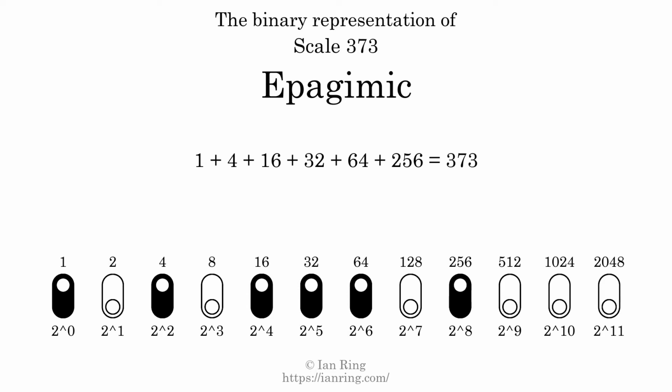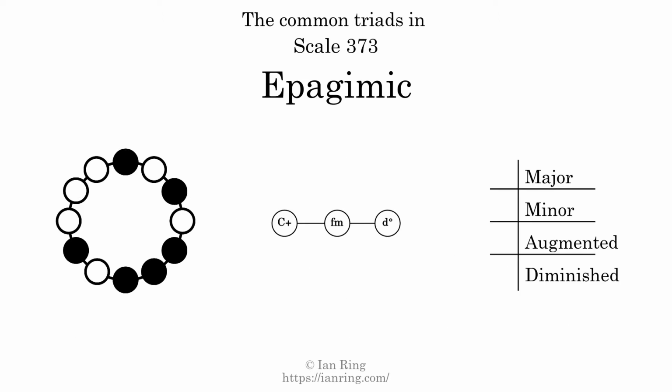The scale number not only enumerates the scale with a unique index, but it also literally describes the tonal content of the scale. Represented as a binary number in base 2, the scale number is 0001011010101. Here are the common triads present in this scale.